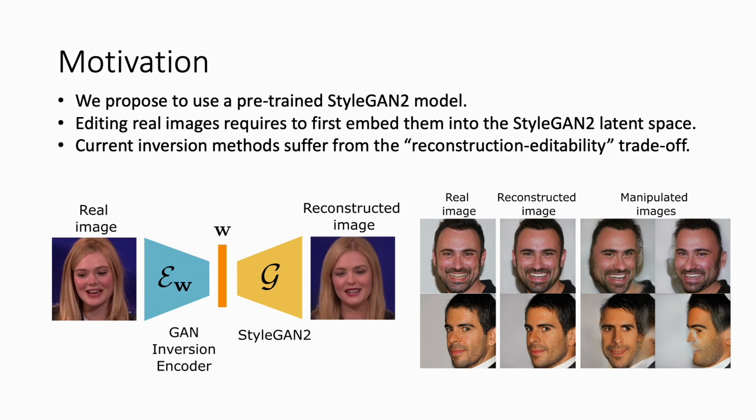We propose to use a pre-trained StyleGAN2 model, which can generate high-quality facial images. In order to edit real images, we first need to embed them into the latent space of StyleGAN2. However, current inversion methods suffer from the reconstruction-editability trade-off, where trying to achieve a faithful reconstruction may make it more challenging to edit specific semantics of the generated images.